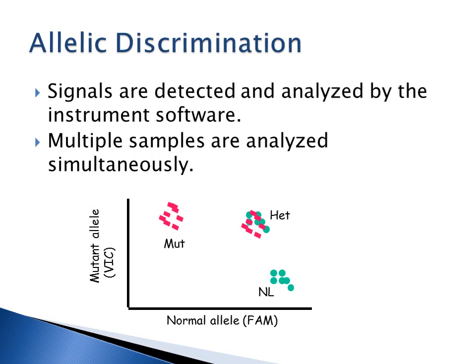So your signals are detected and analyzed through the computer software, and you can look at multiple samples at the same time. So you can look at 10 different samples with the 2 different probes that are different colors, and you're going to see what fluorescence that you get and know if you have a mutation or not.